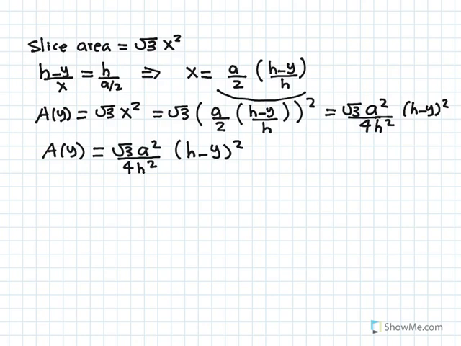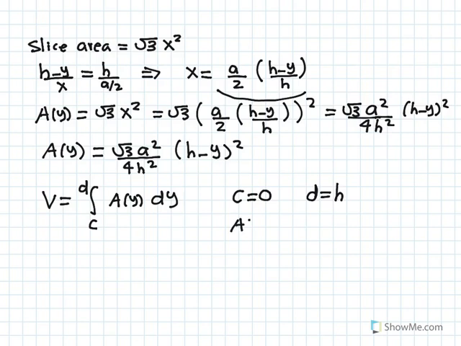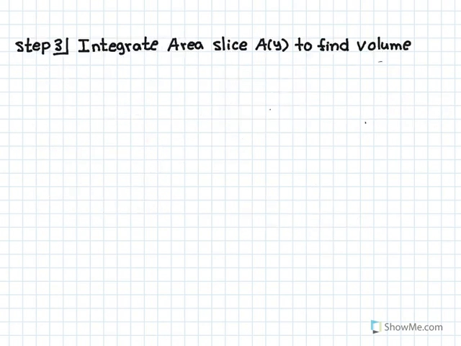Now that we have found the cross-sectional area slice A(y), this will form the integrand of the volume formula. So the volume is given by the integral from c to d, these are y values from c to d, of A(y) dy, where c is equal to 0, d is equal to h, the upper y value, and the cross-sectional slice as a function of y is root 3 a squared over 4h squared times (h − y) all squared. All right, let's now do the integration. Integrate the area slice A(y) to find the total volume of this pyramid.